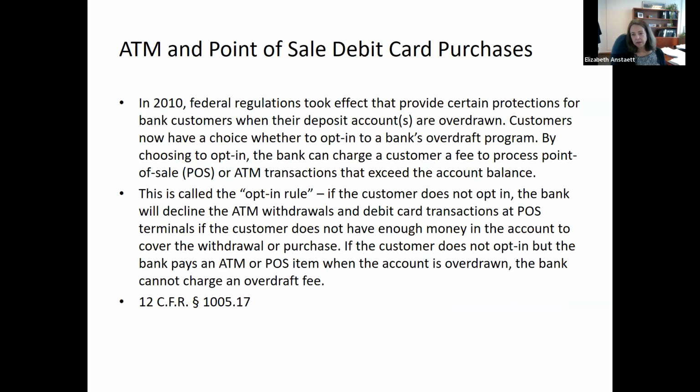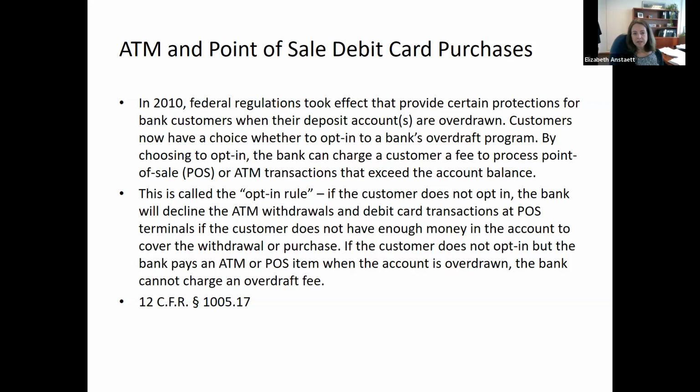Part of why all of this has happened is because both ATM and point of sale debit card transactions became so much more popular. When you had to write out a check and you potentially had a check register, and you also had that delay in processing paper, there were not nearly as many overdrawn transactions.